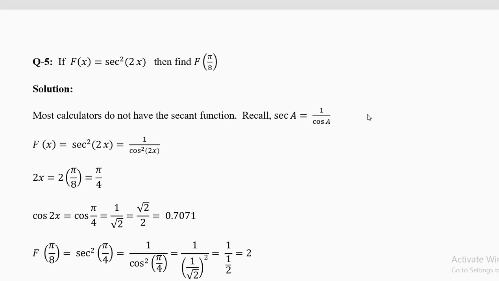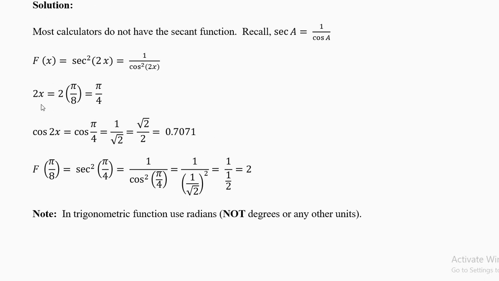Now the next example is question number 5, f of x equal to secant square 2x. Now we are discussing secant. Open your calculators, there is no secant. Most calculators do not have secant. Now just remember secant a equal to 1 by cos a. So now f of x equal to secant square 2x will become 1 divided by cos square 2x. Now calculate 2x. 2x equal to 2 into pi by 8 equal to pi by 4. So your cos 2x equal to cos pi by 4 equal to 1 by square root of 2 equal to square root of 2 by 2.